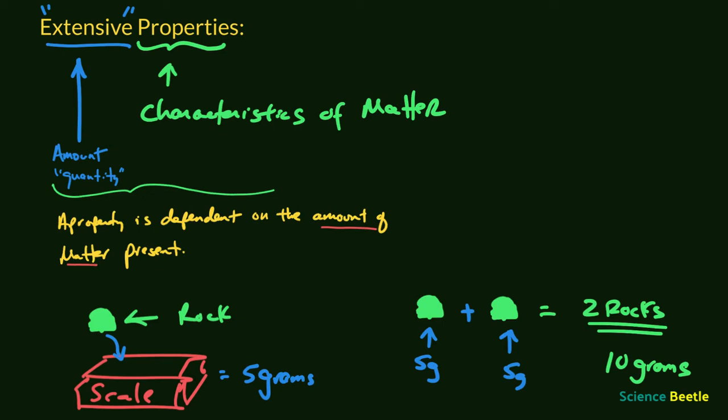If I have 3 rocks, then I would have 15 grams, because that would be 3 times the mass of the one rock. In this example, you can see that the amount that you have actually affects the measurement. In this case, the measurement we're looking at is matter in terms of mass. There's a whole bunch of these properties that we look at, so let me give you a couple of them for reference. I'll put these examples in red.